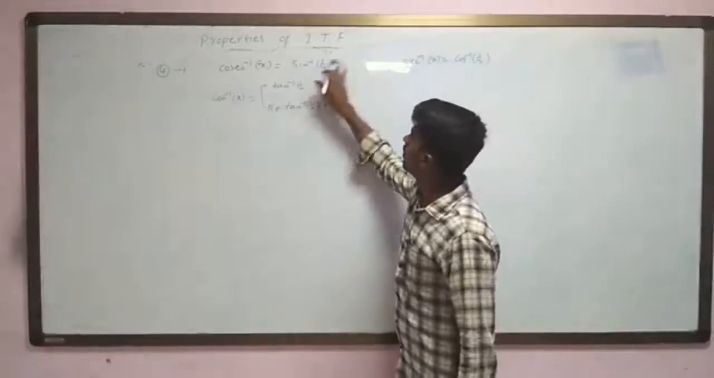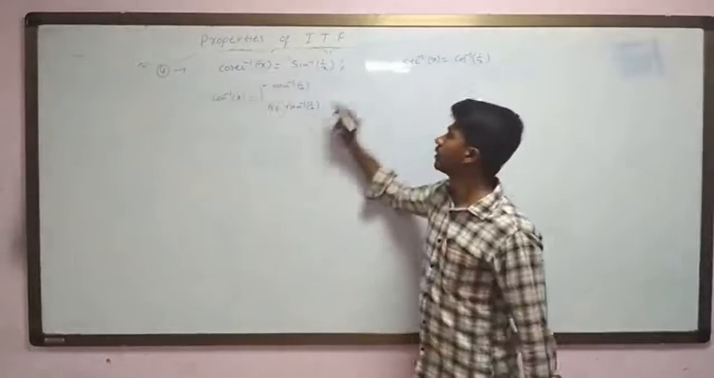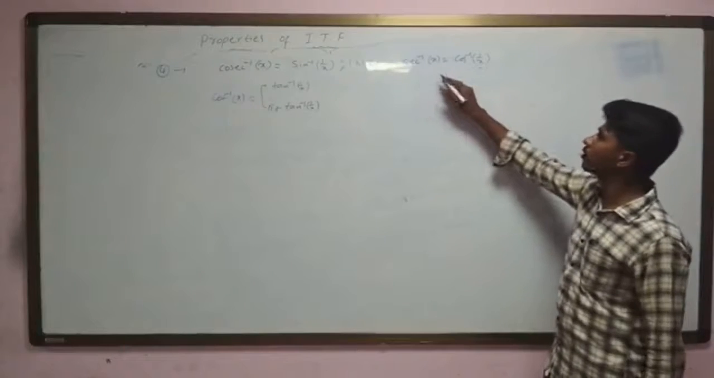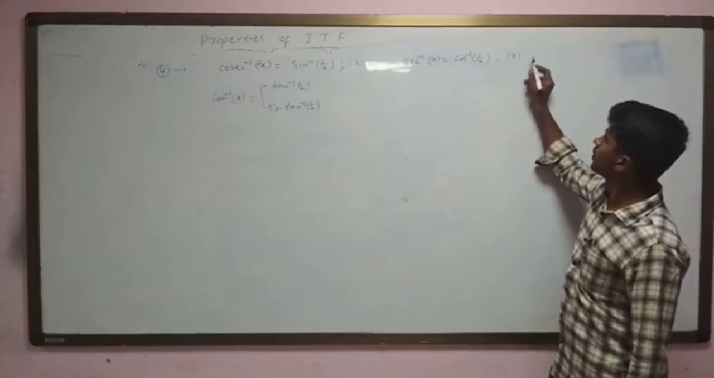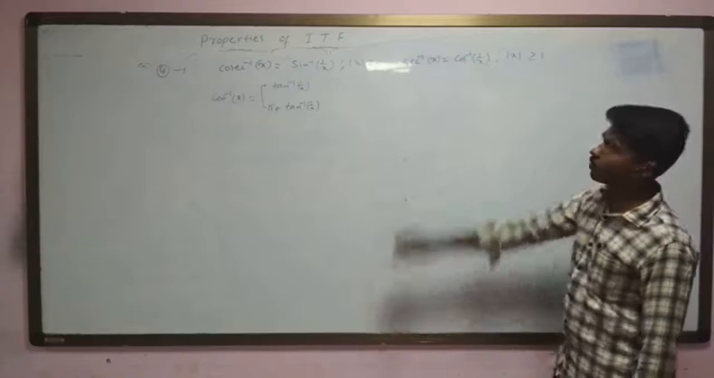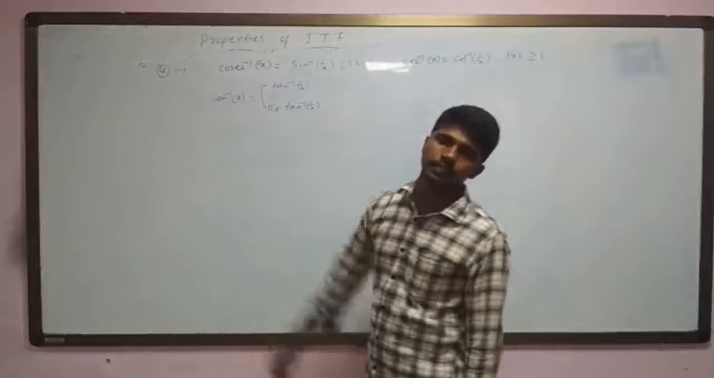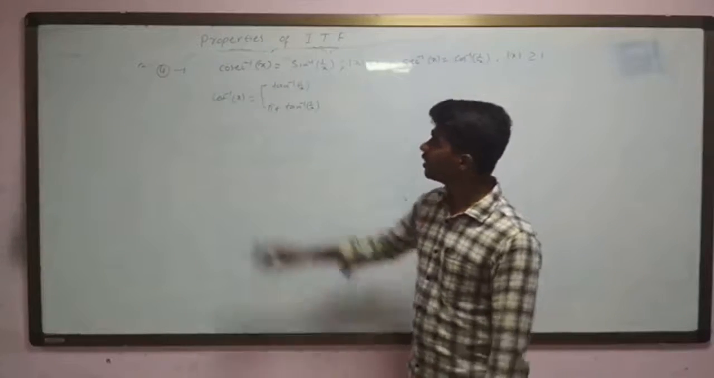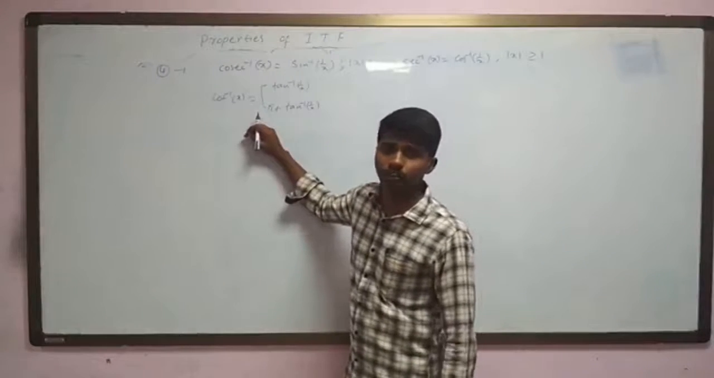See, for what values of x does cosecant inverse exist? For modulus of x greater than or equal to 1. And for what values of x does secant inverse exist? Also modulus of x greater than or equal to 1. For what values of x does cot inverse exist? Cot inverse exists for all real numbers. See, all real numbers except 0.